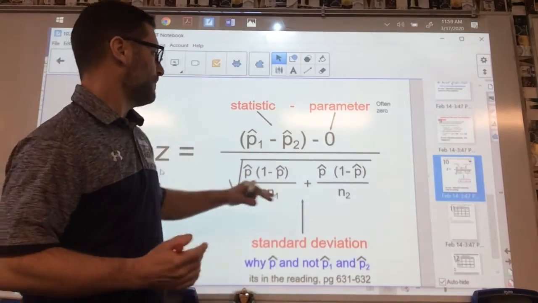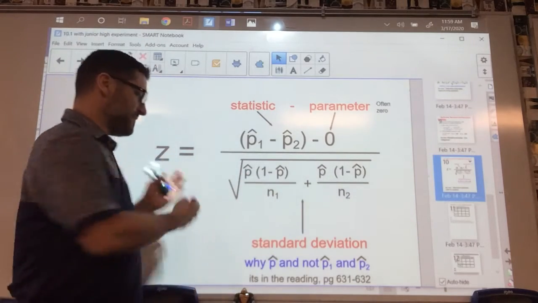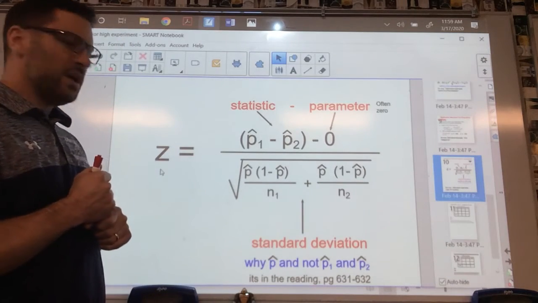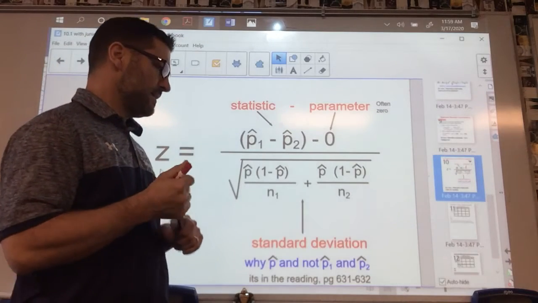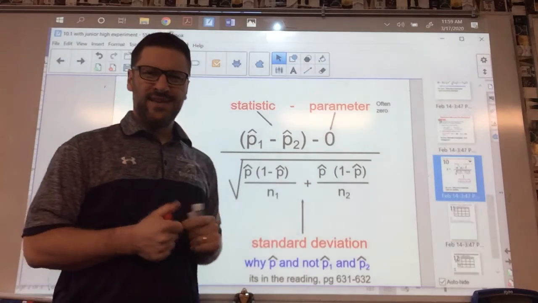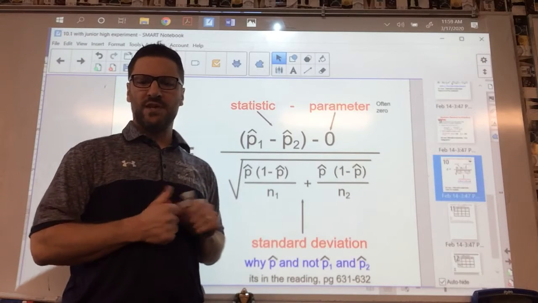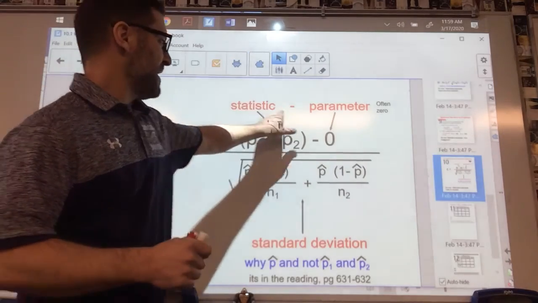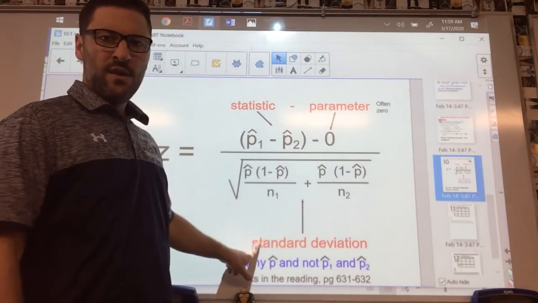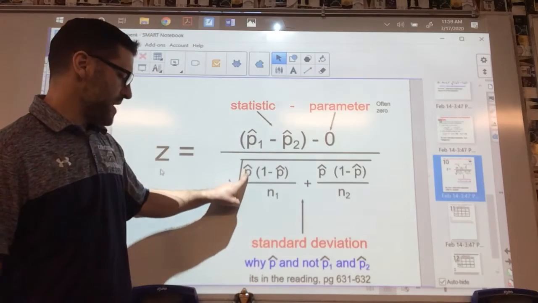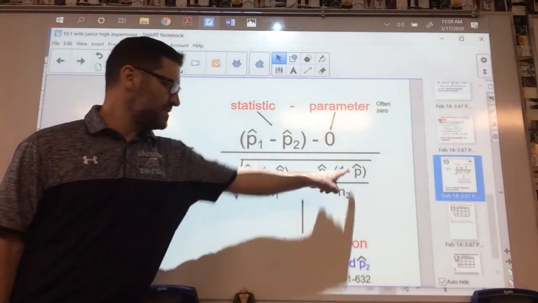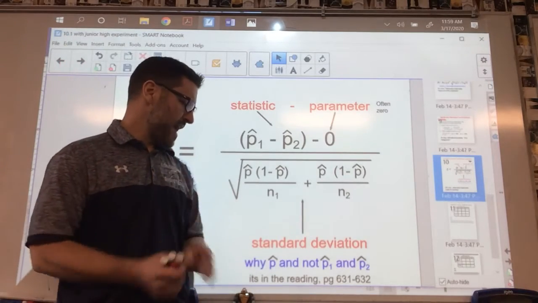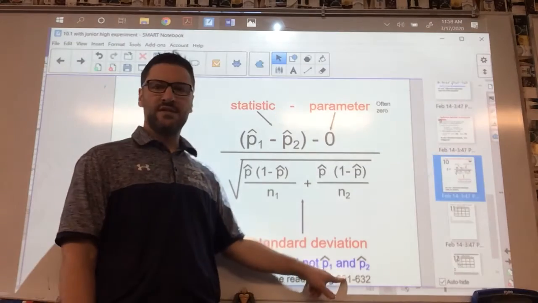We have Z conditions again. That's something that we've seen before. And we're going to end up doing a Z test, a significance test. It's actually, again, a problem where it makes more sense when you see it in a problem format. But we have statistic minus parameter over the standard deviation. There is something quirky about this. Rather than P1 hat and P2 hat in these two spots, they actually use P hat. And the best explanation I could find of that was in the reading on 631 and 632.